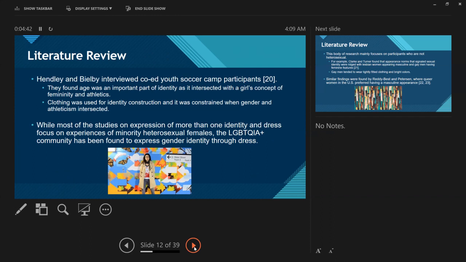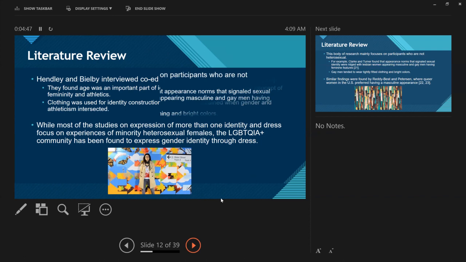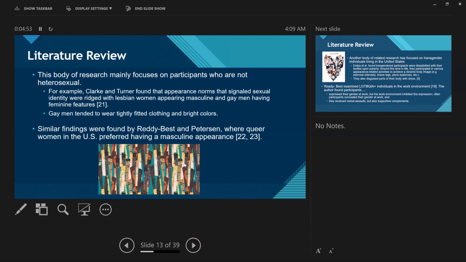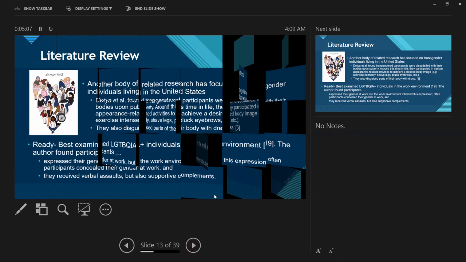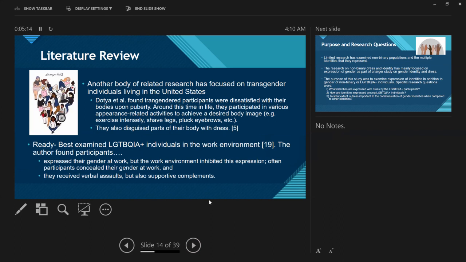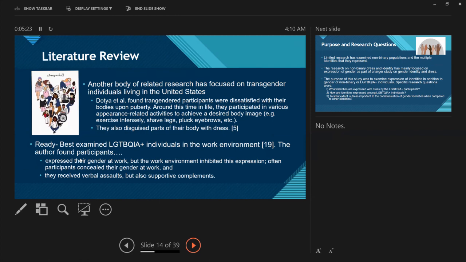And there's been limited studies specific to LGBTQIA plus individuals. However, there have been studies on homosexuality and this population. There's also been some work with regards to queer women in the US and masculine appearances. And then another body of research has focused on transgender individuals in the United States. And Reddy-Best examined LGBTQI plus individuals in the work environment. And most suggest that dress is related to identity. And limited research has examined non-binary populations.